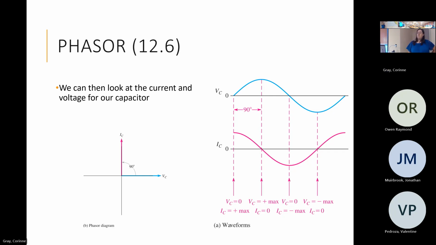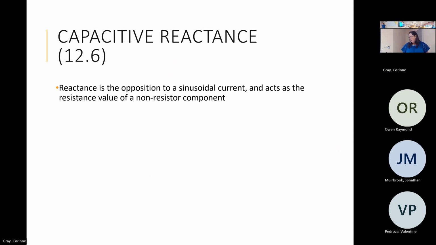So we are going to introduce our first term of reactance.